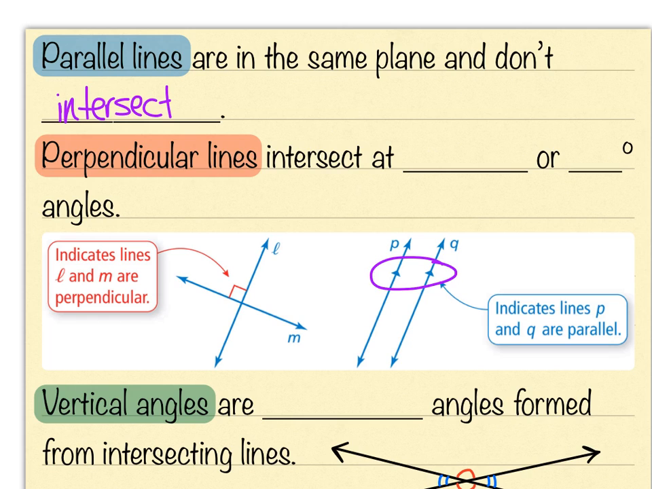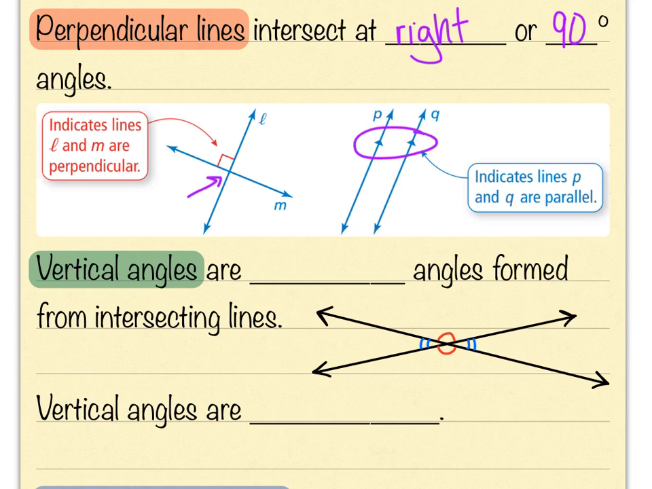And so then our second vocab word is perpendicular lines, and these lines do intersect, but that doesn't make them special because most lines do intersect. What makes them special is they intersect at right or 90-degree angles. And to show that two lines are perpendicular, we'll use the little right angle symbol. You'll see that down there to show that we have 90-degree angles.